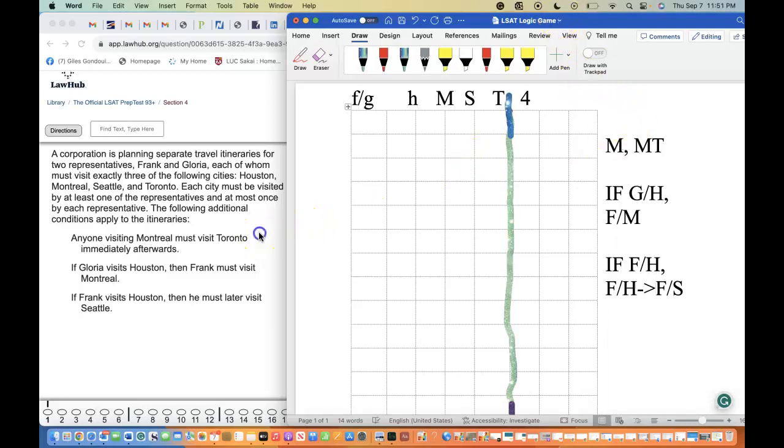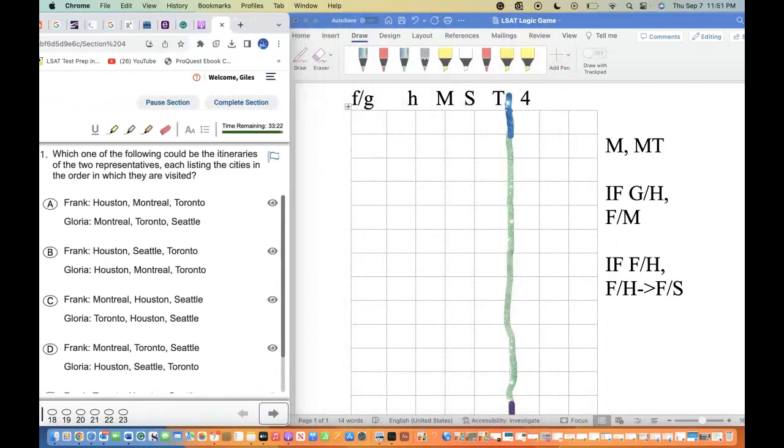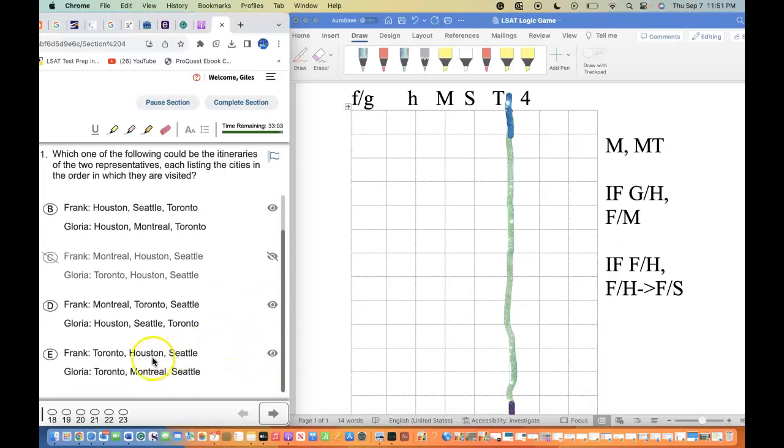Alright, so now we're going to look at each question, and we already took a few minutes to come up with the setups. Which of the following could be the answer, with the two representatives each listing cities in the order in which they are visited? So starting with the M rule, MT, look at my mouse, I'm quickly looking for Montrose and seeing Toronto after, and if I don't see it, I take it off the board immediately.